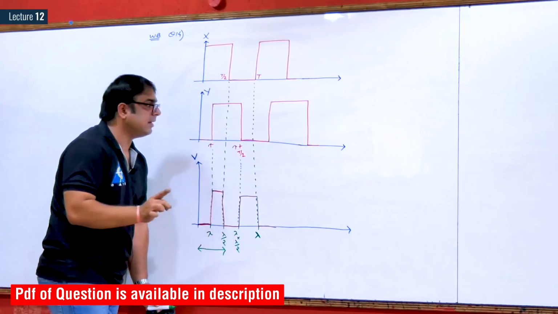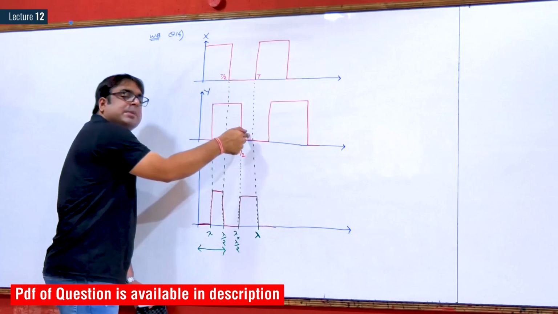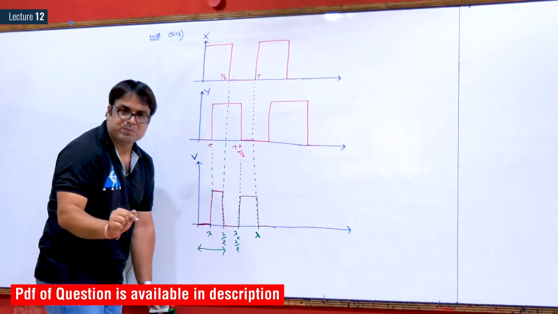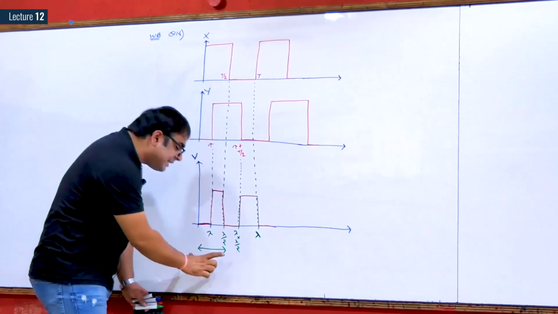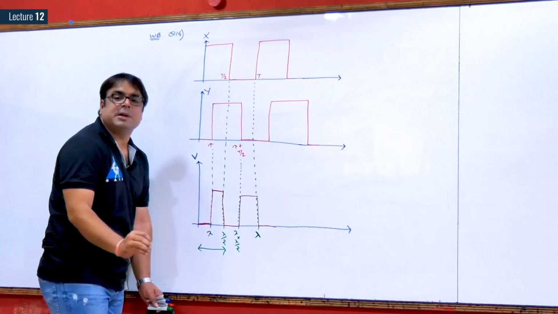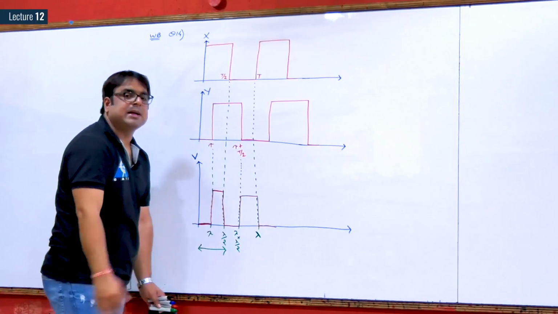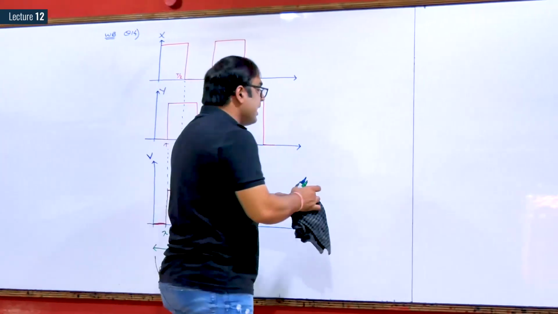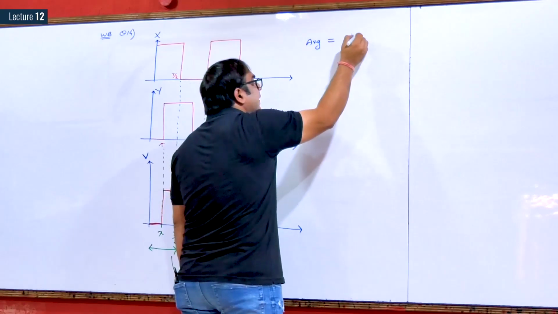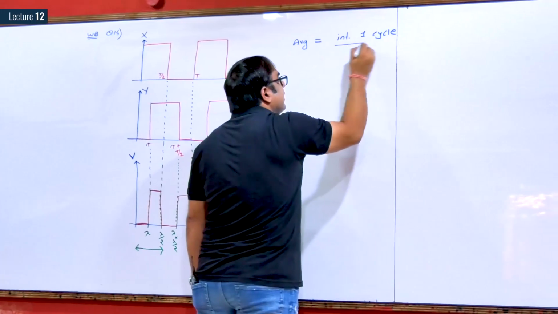It is not T for this waveform. For this waveform, time period is T, but for this waveform, time period is T by 2. So I want to find the average during the interval 0 to T by 2 by using the simple formula: integration of one cycle divided by the time period. Please see. Average value is equal to the integration over one cycle divided by the time period.